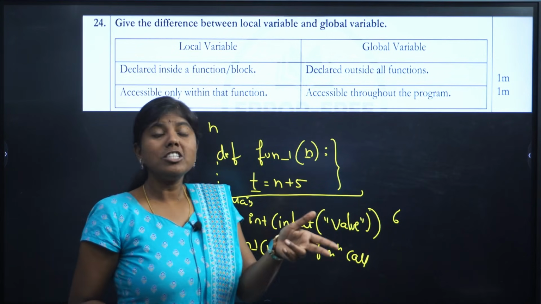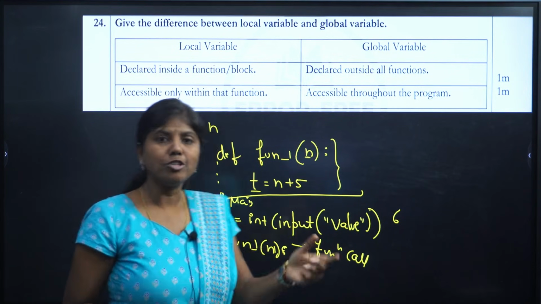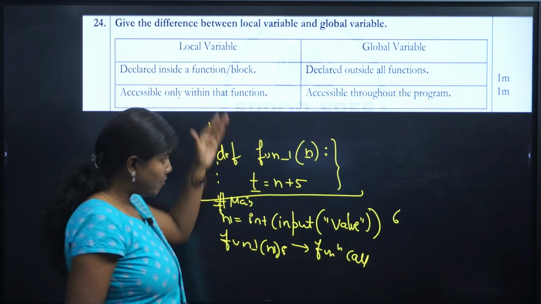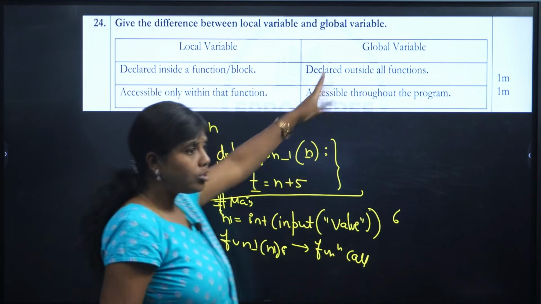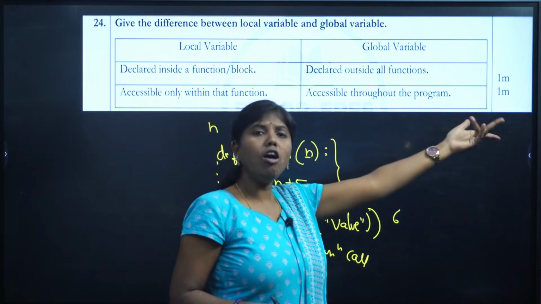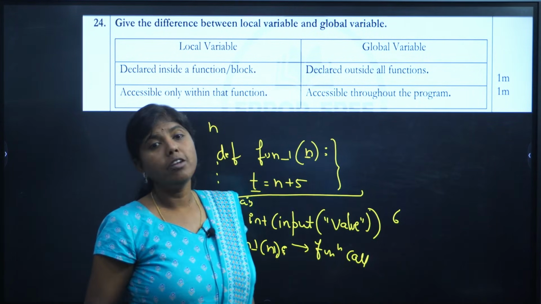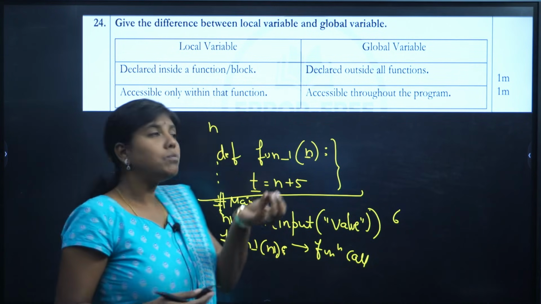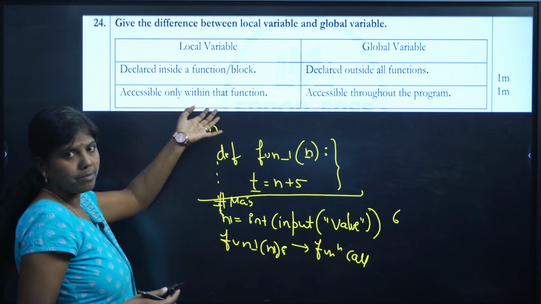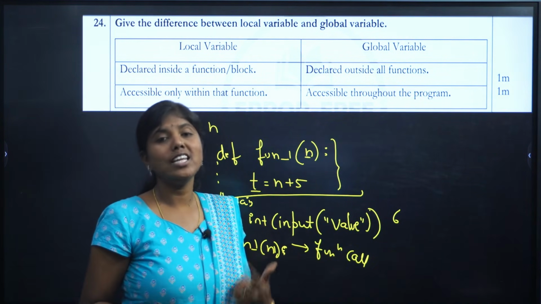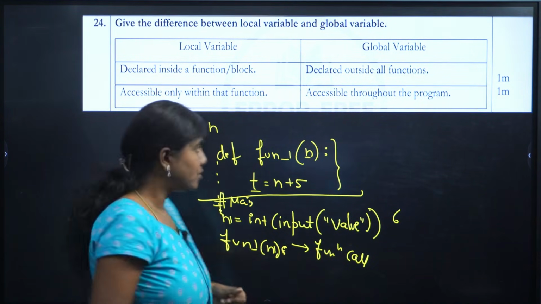Any variable which is defined inside a function will become a local variable. Any variable that is outside all functions becomes a global variable. What about the scope? What about the accessibility? The accessibility is only within that function for a local variable. For a global variable, the accessibility is throughout the program. I can access it anywhere. That's the difference.